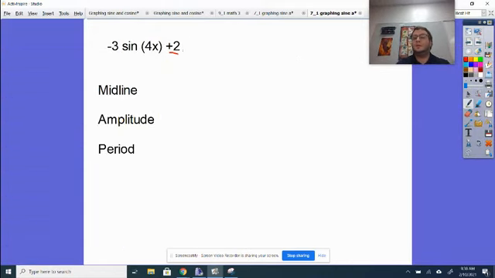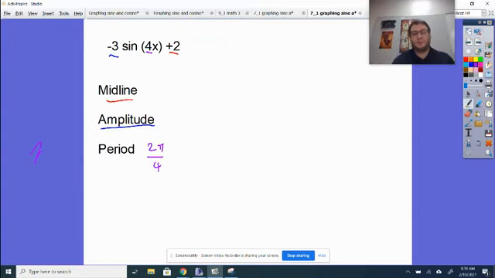So we got our midline, our amplitude, which is a -3 this time. Okay, we'll talk about that, what that negative means in a second. And then my period's coming from the 4. Okay, but remember the 4 is really the frequency, so I want to do 2 pi divided by 4, which is going to be pi over 2.